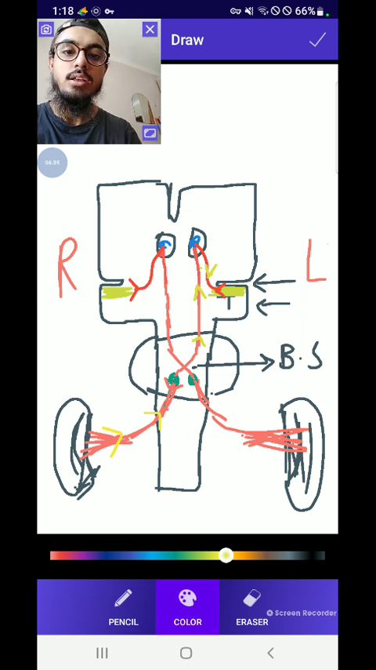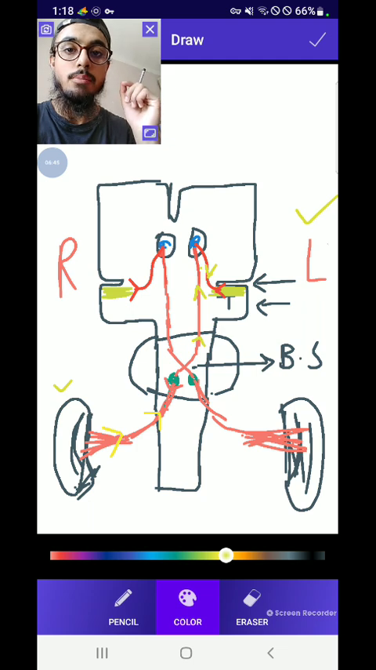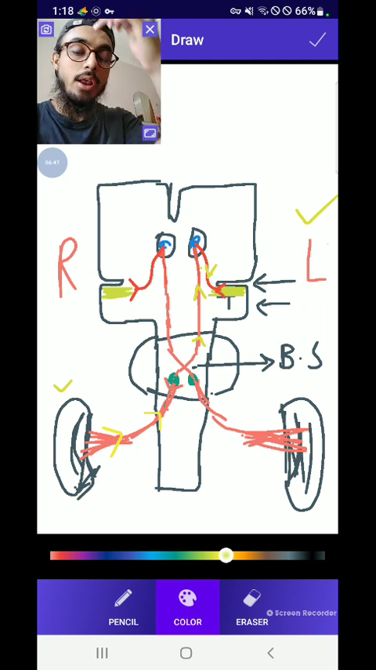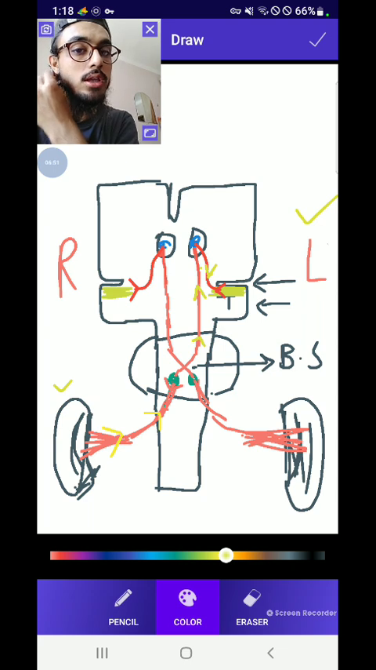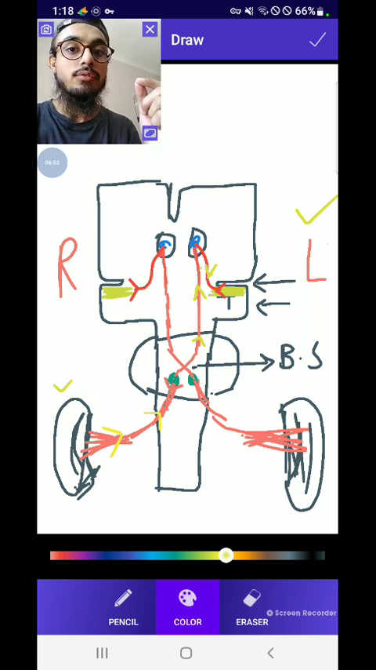This is the right side and this is the left side. For example, your right ear is controlled by which area of your brain? The left side primary auditory cortex. And the left ear is controlled by which area of the brain? The right primary auditory cortex. Okay, opposite control. So these are the pathways related to it.